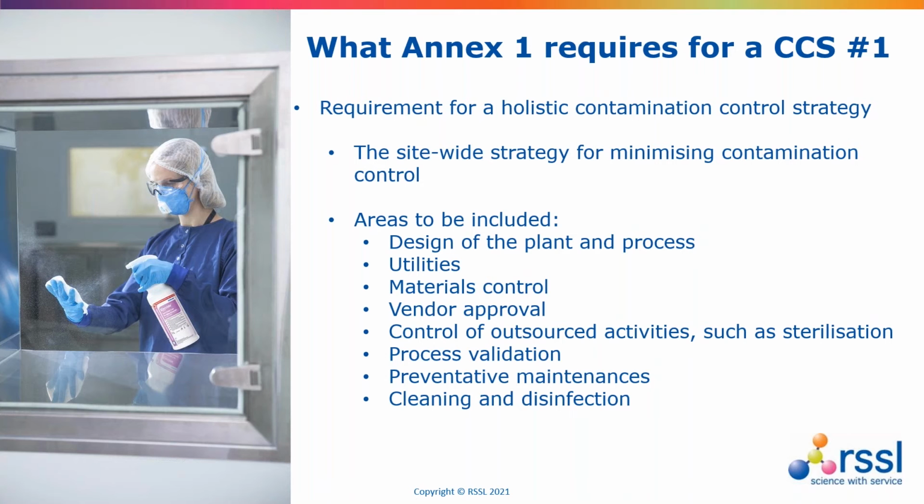So the greater document or documents would be covering things like design of the plant and process, utilities, materials control, the process for onboarding vendors and approving those, control of the outsourced activities, which includes sterilization, process validation. And with process validation, it's interesting, as an aside, FDA have just approved ICH Q12, and ICH Q12 is the new ICH quality document that actually looks at what variations you're allowed in terms of adjusting process parameters.